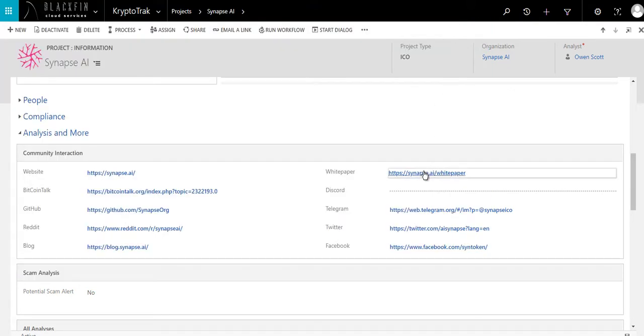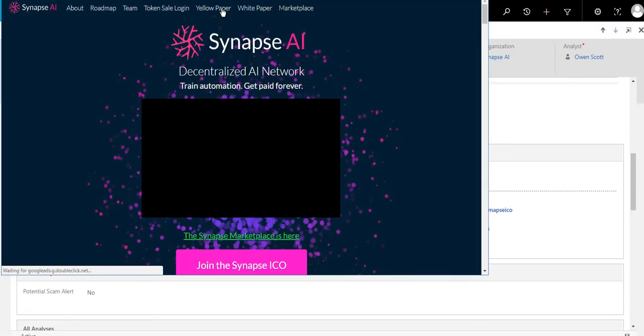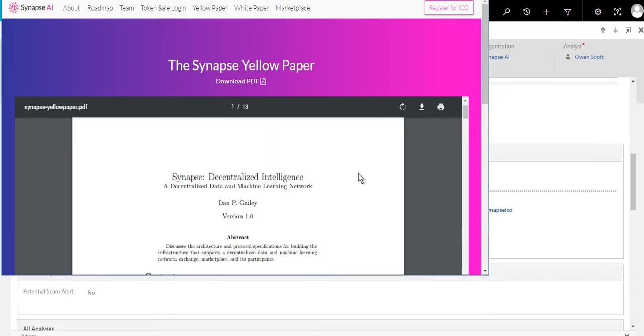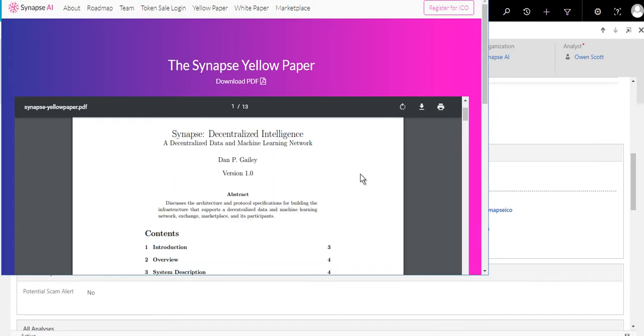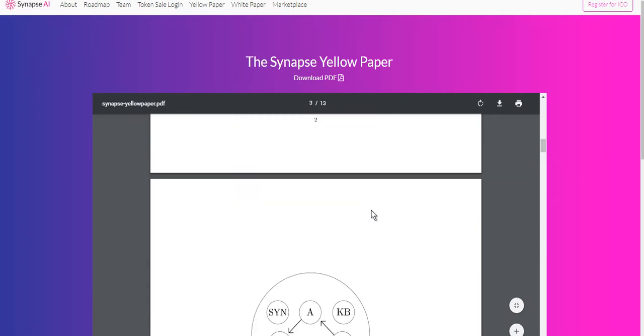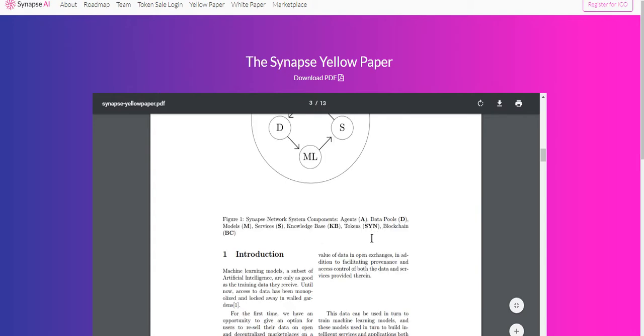And then if you go back to the site, you'll see there's something called a yellow paper. The yellow paper was created in response to the white paper, based on what I heard, where this is the technical version. People were saying, well, how about some technical version? And here you have a similar diagram type thing.